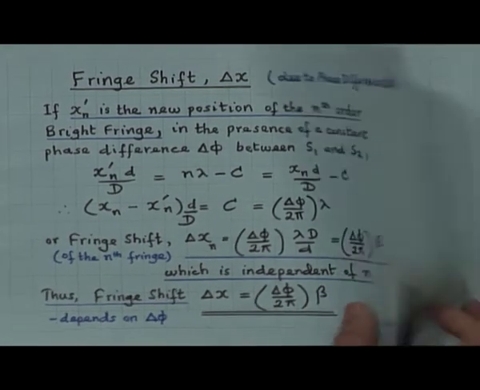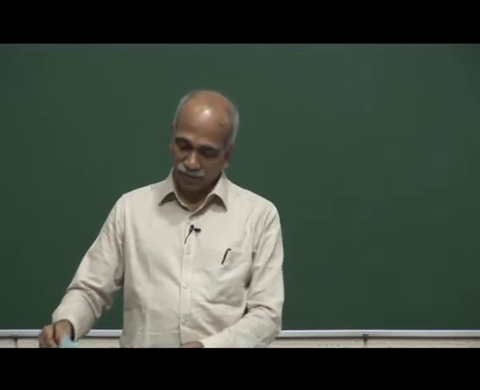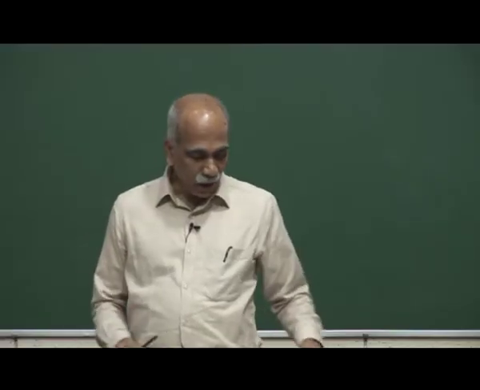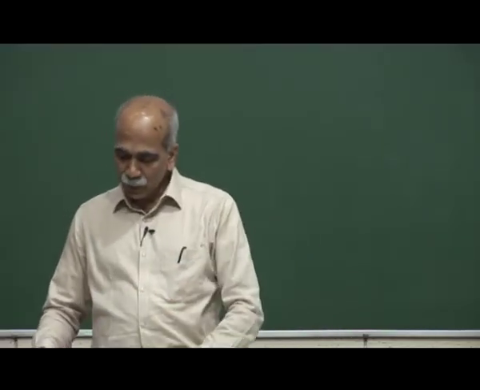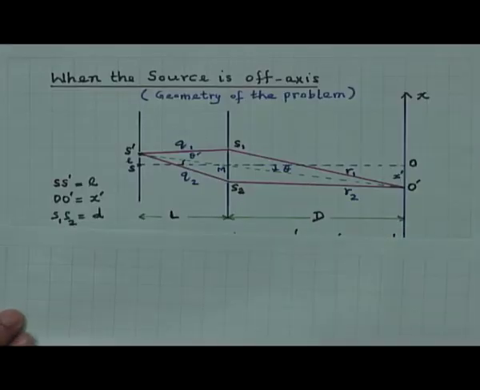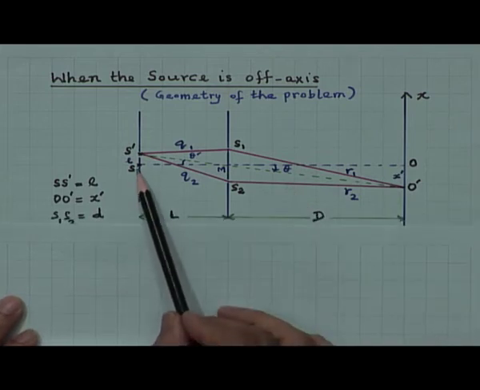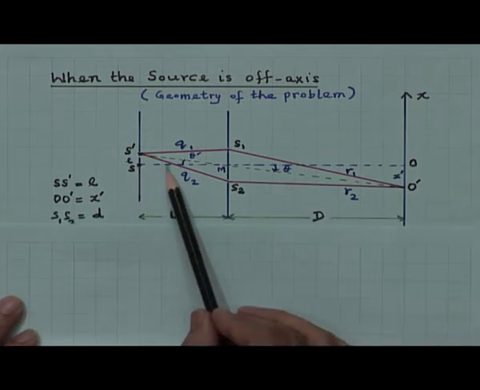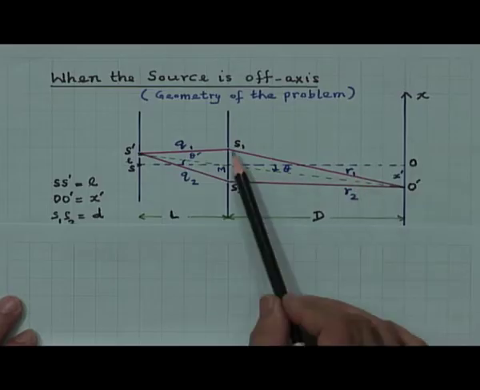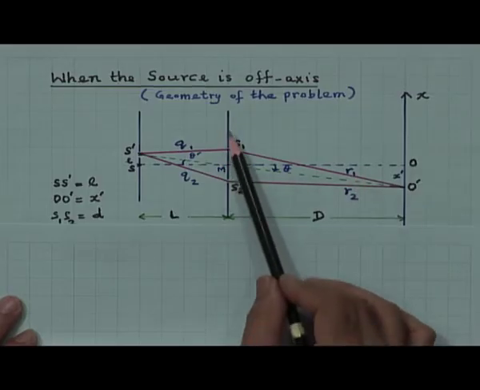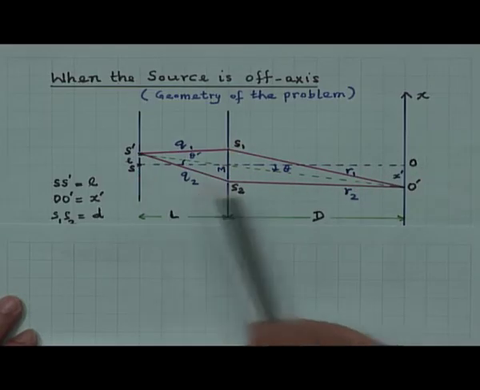Let us see the geometry of the problem more carefully now. So, we will see the geometry of the problem. When the source is offset, let me first show only the geometry here. So, this is the geometry of the problem. The original position was S, which is on the perpendicular bisector here, with S1 and S2 symmetrically placed about this line SO.